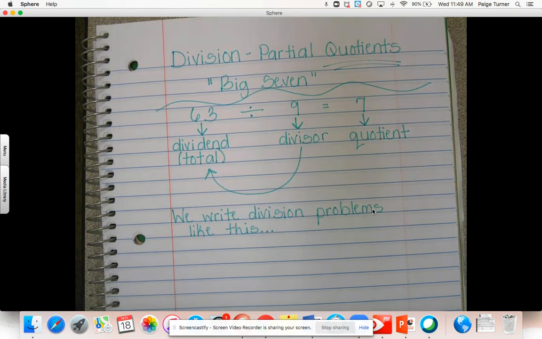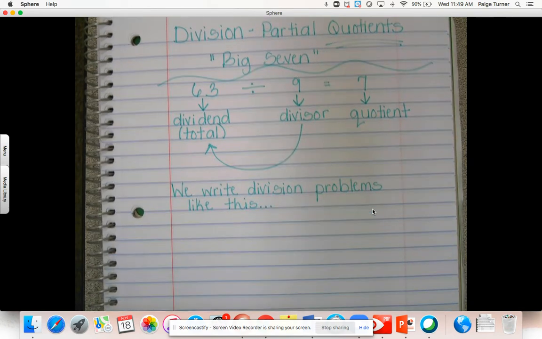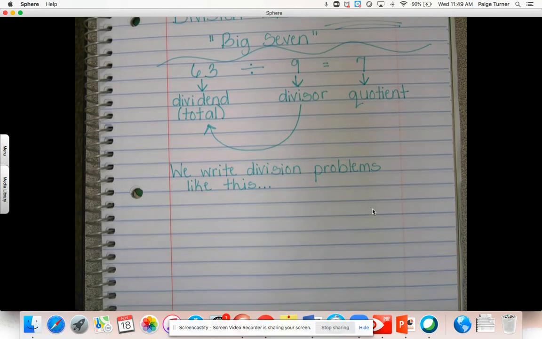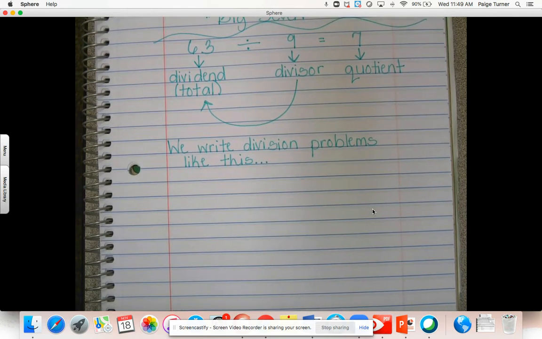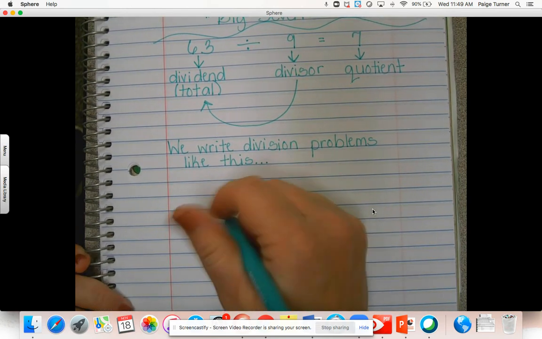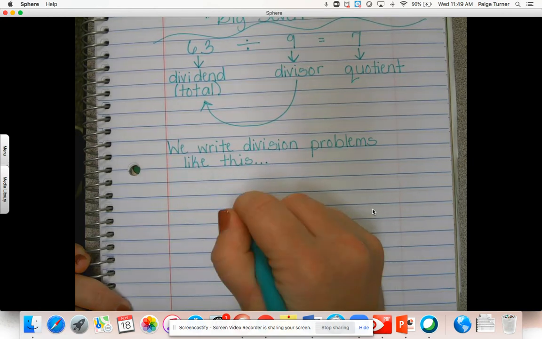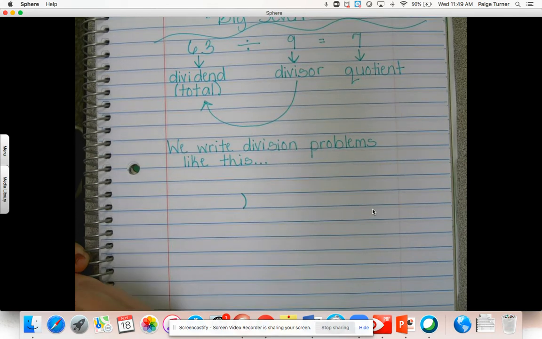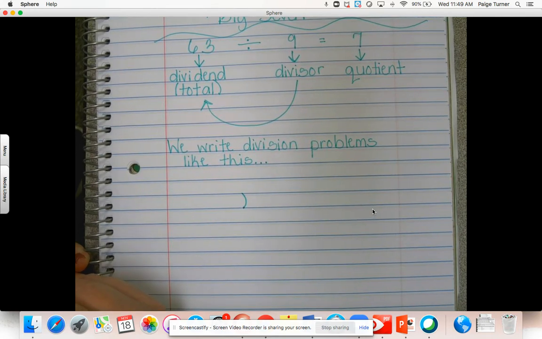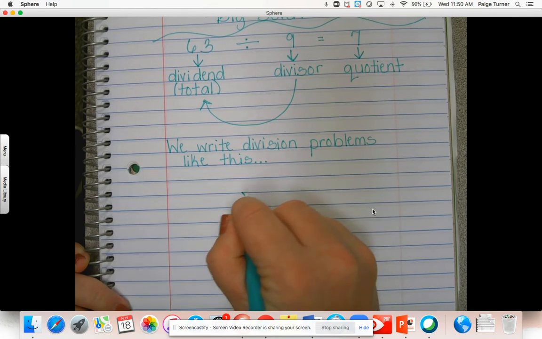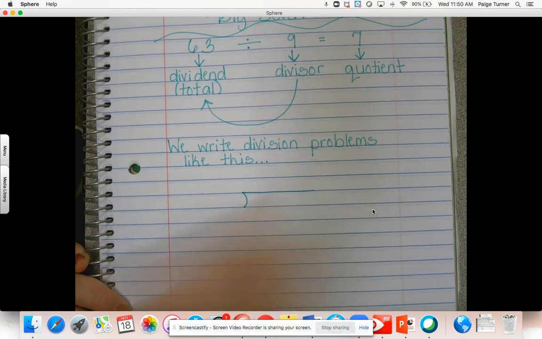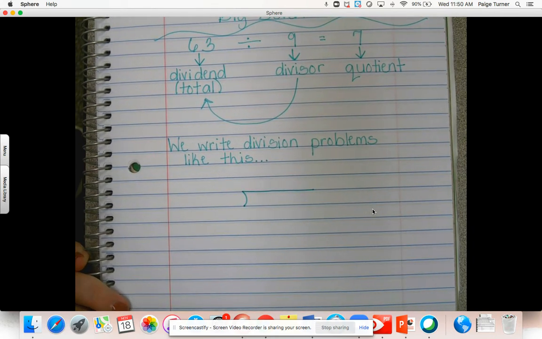You ready? Because I'm going to show you how to do this now. Okay, skip down a couple lines. And here we go. So stay with me. Skip down a couple lines. So we're first going to go ahead and get it set up. So we're going to have a little curved line like this. It almost looks like an inside out parenthesis or something like that. Okay. Then we're going to have a line going straight across. And for right now, we're just going to leave it like that.